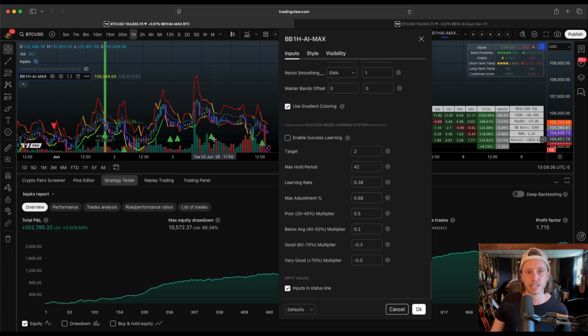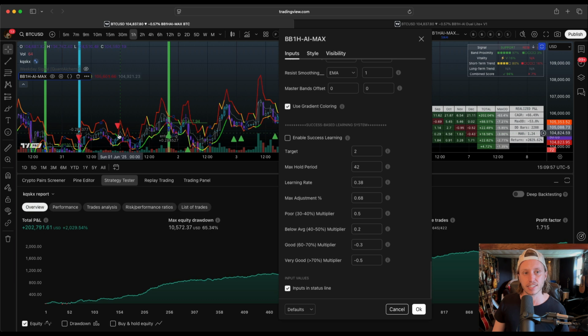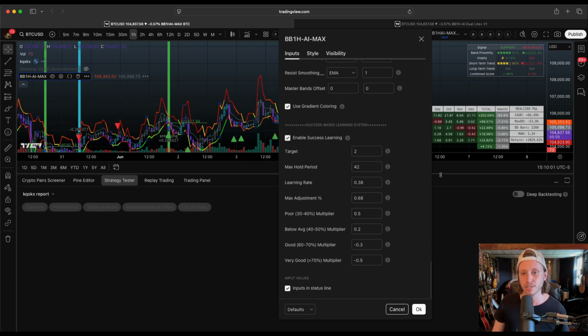So this basically tracks where entries and exits were and gives you generally a success rate. What am I trying to say here? It gives probabilities, and if the success-based learning is low, it will adjust the band. So for example, if it's tracking the trades and seeing that it's losing more trades, it will make some adjustments.